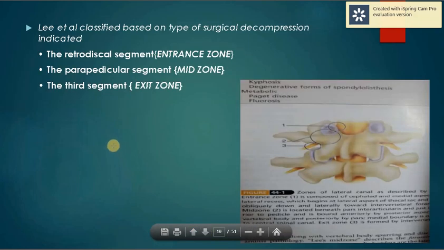Lee et al. classified based on the type of surgical decompression that there are three segments: the retrodiscal segment, that is the entrance zone; the parapedicular segment, the mid zone; and the third segment is the exit zone.